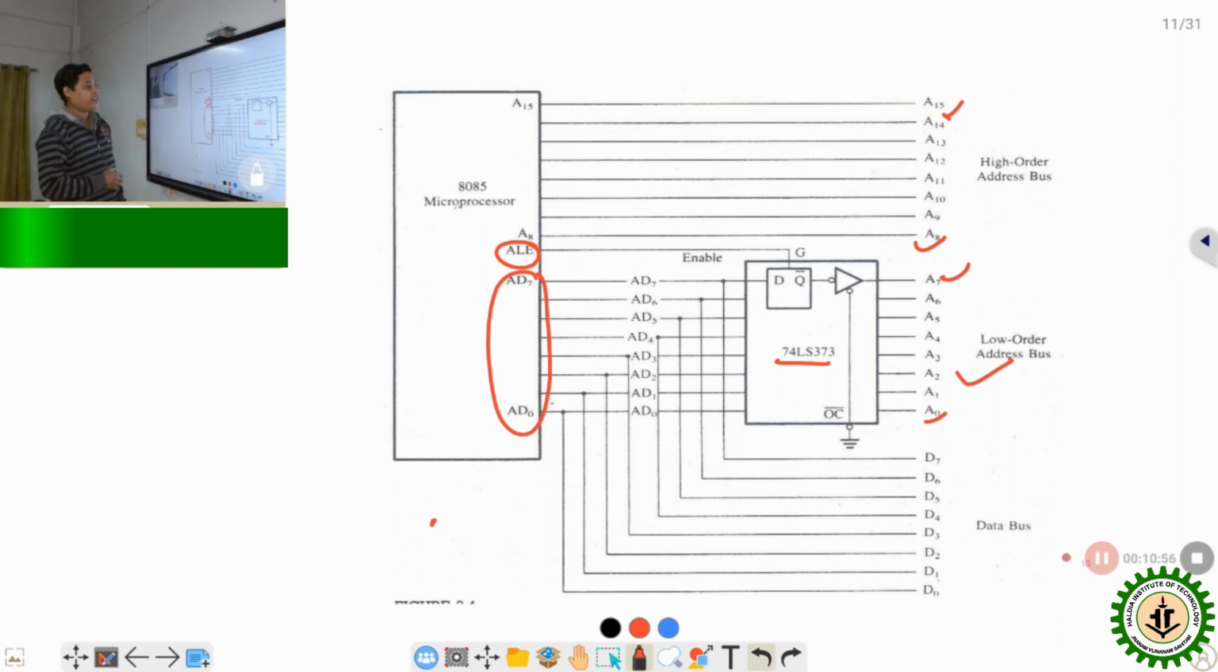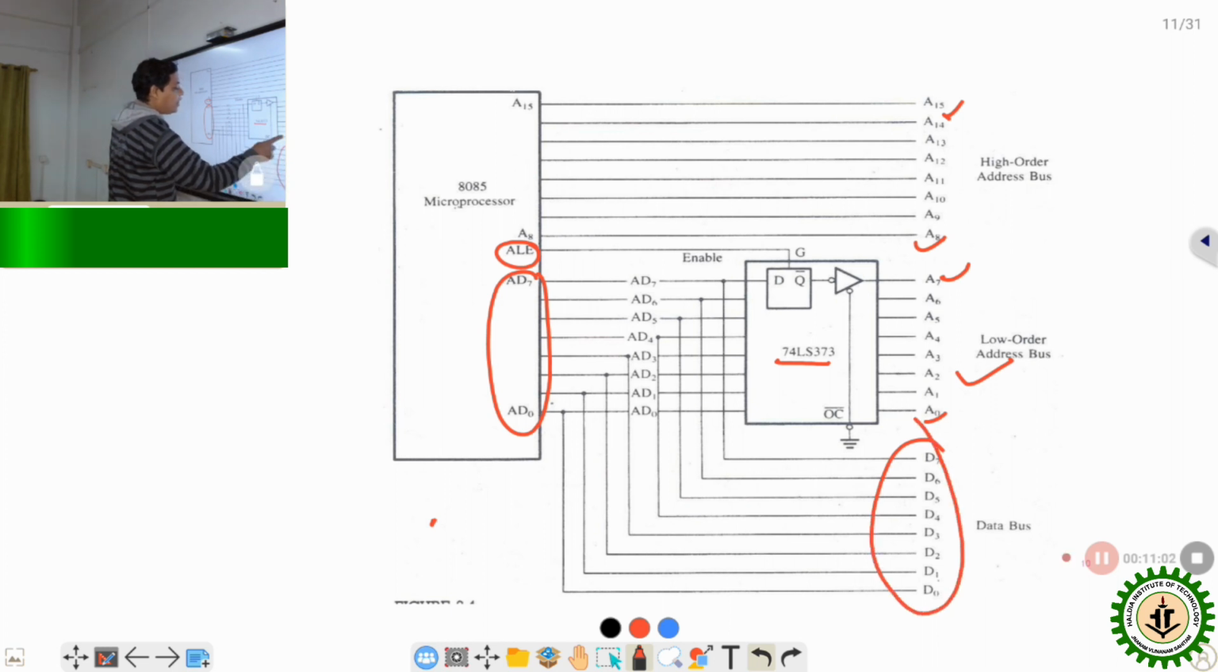and during the T2 and T3 cycles the data required to communicate is placed onto the D0 to D7 lines, either from the microprocessor to the memory device or from the memory device to the microprocessor. During the T2 and T3 cycles, these lines act as data lines.